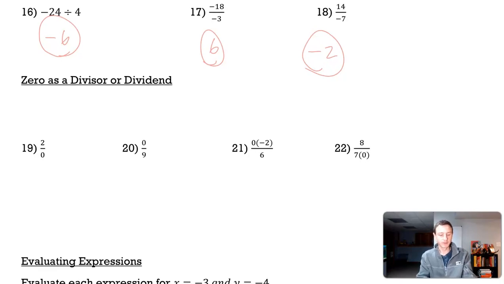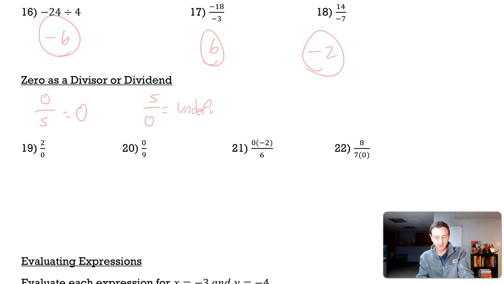0 as a divisor or dividend. So meaning, what's the answer when we have 0 divided by 5? And then what's the answer when we have 5 divided by 0? The answer for 0 divided by 5: 0 divided by any number is always 0. Then 5 divided by 0 is going to be undefined.